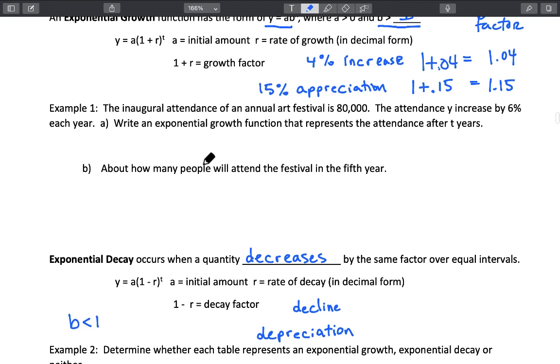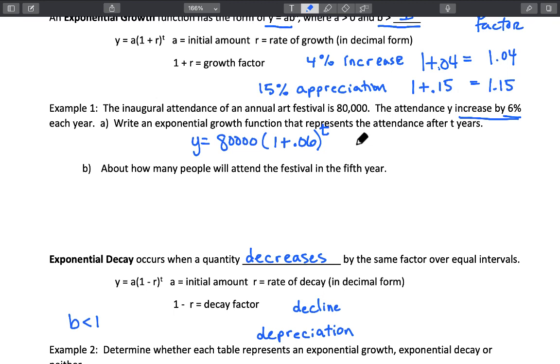Let's do an example. The inaugural attendance of an annual art festival is 80,000. The attendance increases 6%. So keywords here, increase 6% each year. Write an exponential growth function that represents the attendance after t years. All right, so remember we're going to say our initial amount, its beginning amount, was 80,000. The growth factor will be 1 plus our percentage rate of 0.06. That's just converting 6% to its decimal format, raised to the t number of years.